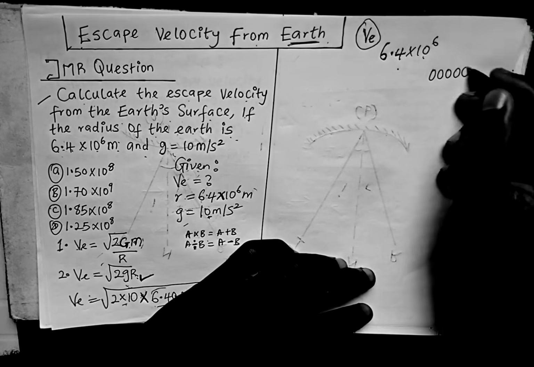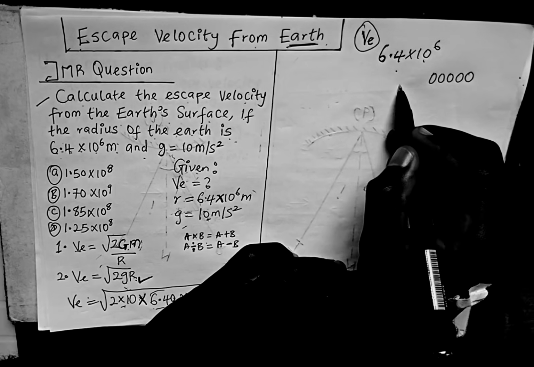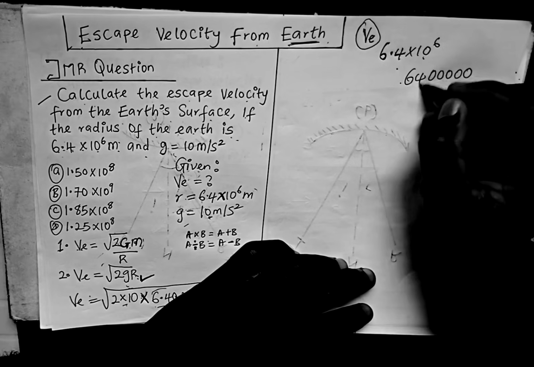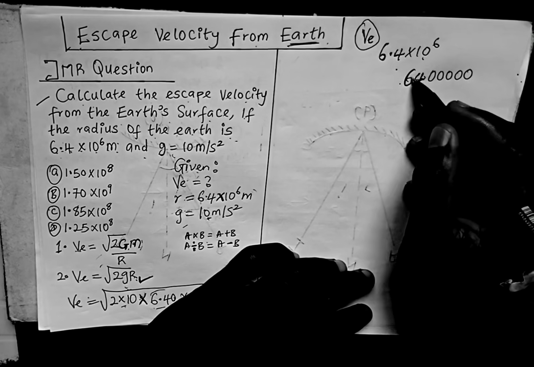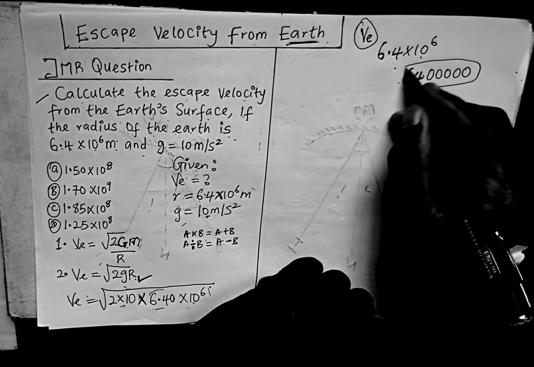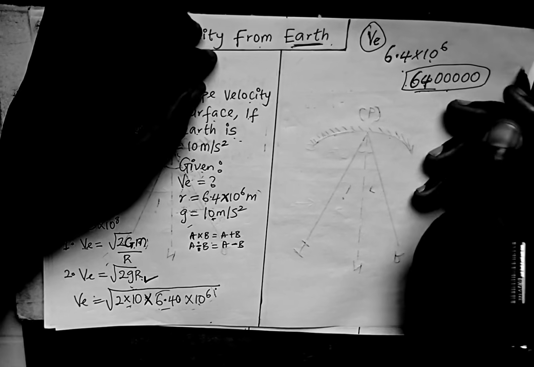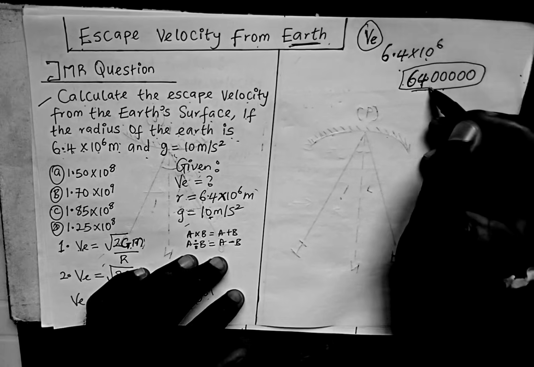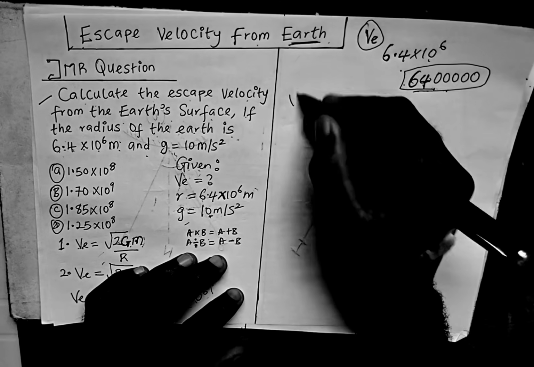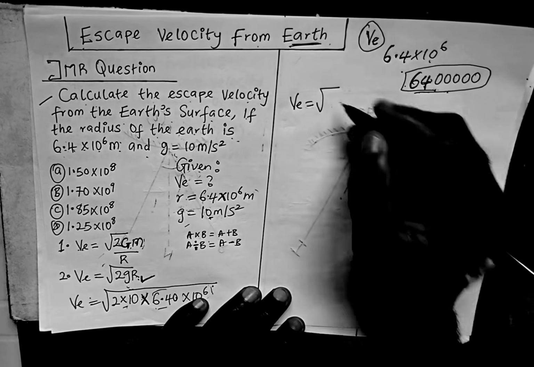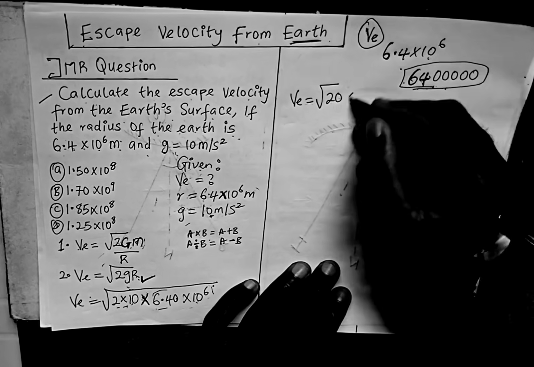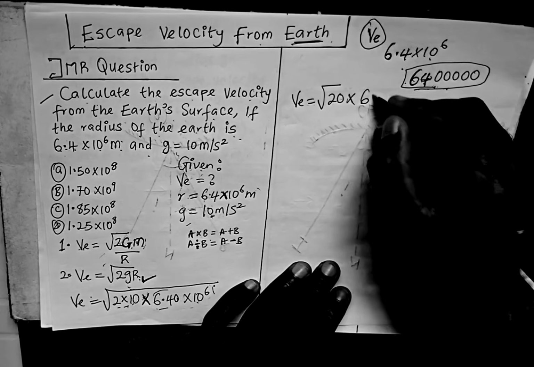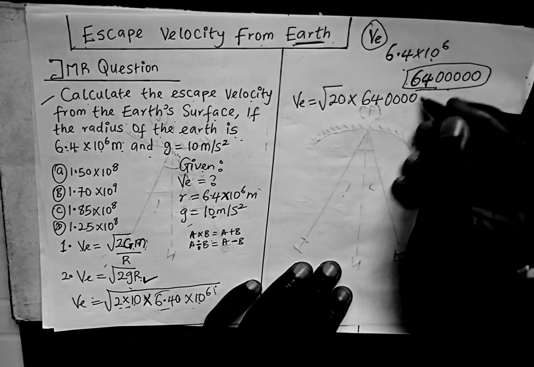2, 3, 4, 5. Okay, then what we don't need to put here now? 64. So this one now, the figure, we don't convert it back. This is the figure, so we are going to use this one to solve. At least the Jamb calculator will permit you to use something like this. So what we're going to do? VE is equal to root of 2 times 10, 20 times this 64. How many zeros? 5. 1, 2, 3, 4, 5.